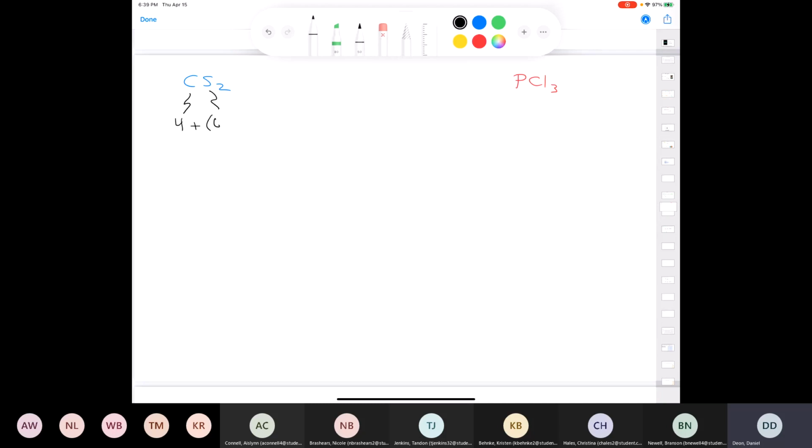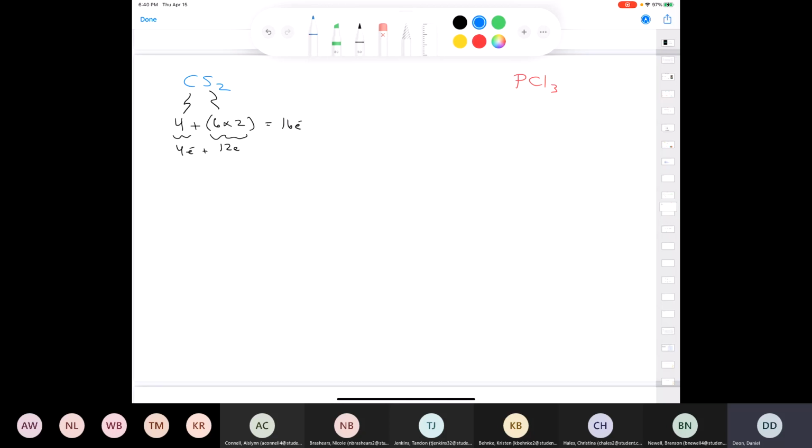Perfect. So if I have 6 times 2, because there's 2 sulfurs, that means I have 12 valence electrons here, and I have 4 valence electrons here. So 4 plus 12 gives me a total of 16. Does that help? Does that make more sense? Yeah, I have a total of 16 valence electrons. Okay. All right. Hopefully that helps a little bit.